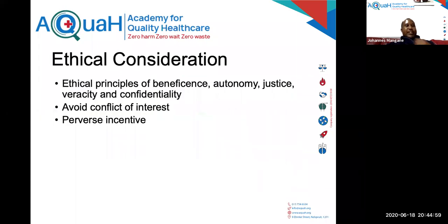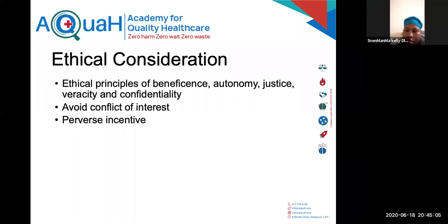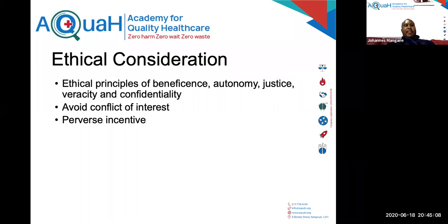So ethical considerations, I think most of us would know this. There are 5 ethical principles. Beneficence: you want to do good at all times. And then autonomy, or self-independence: would you be influenced to prescribe things that a patient was not supposed to get? Justice.